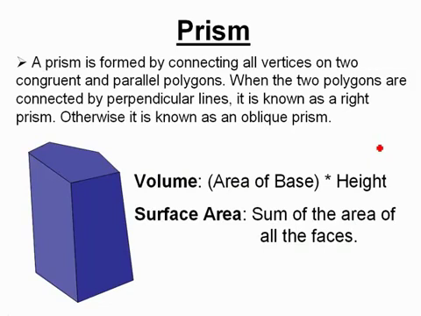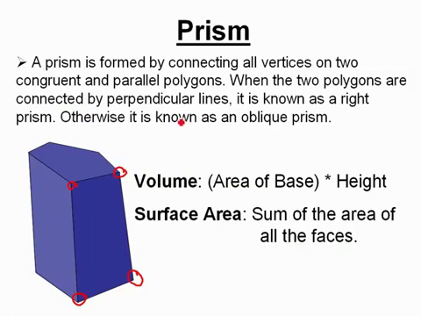A prism is formed by connecting all vertices, or endpoints, on 2 congruent and parallel polygons. When the 2 polygons are connected by perpendicular lines, or lines at 90-degree angles, it is known as a right prism. Otherwise, it is known as an oblique prism. So let's examine this point by point. You're connecting all the vertices. This means that this vertex here is connected to the equivalent vertex down here, this one here to the equivalent vertex down here, and so on.